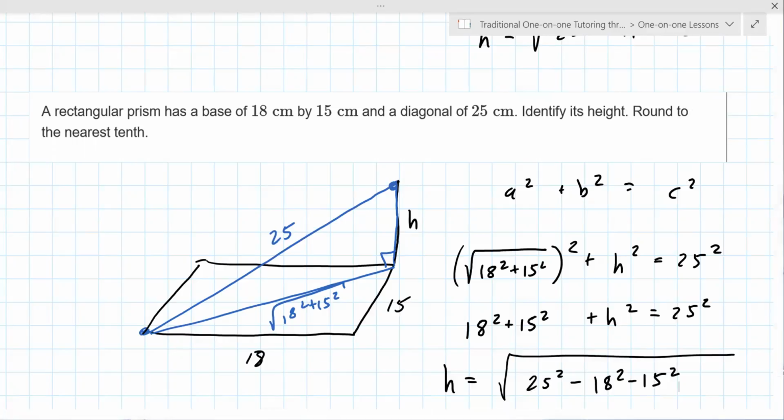Okay, I get 8.7. Say that one more time. 8.7 as my final answer. All right, let me just check. There it is. Perfect.